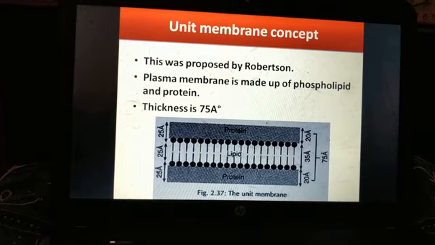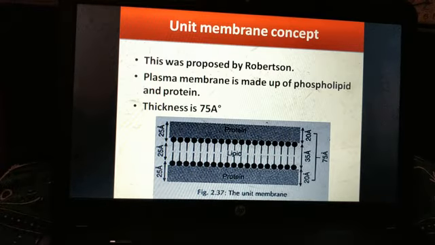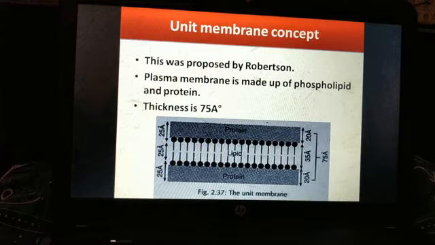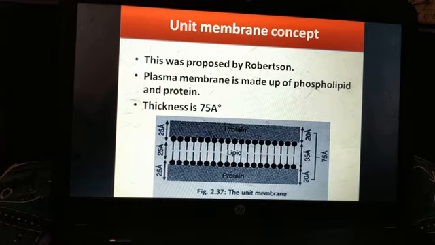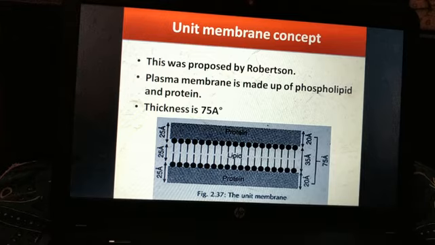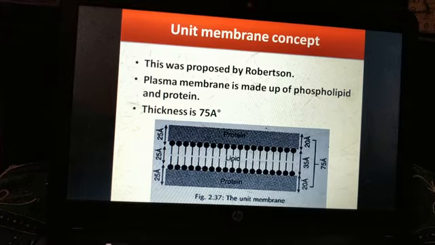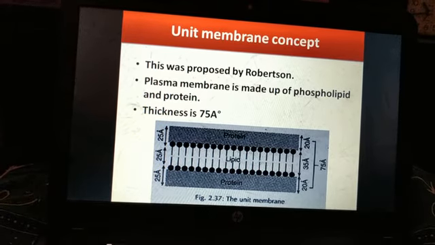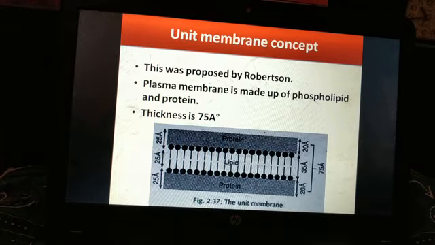Now students, several models were proposed to explain the structure of plasma membrane, and in your textbook they have mentioned unit membrane concept and fluid mosaic model. So first we will see unit membrane concept. This was proposed by Robertson. He said that plasma membrane is made up of phospholipid and proteins, and the proteins will be beta fibrous protein and the thickness will be approximately 75 angstrom.